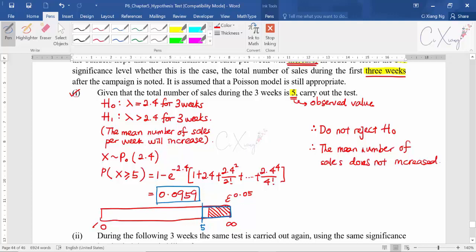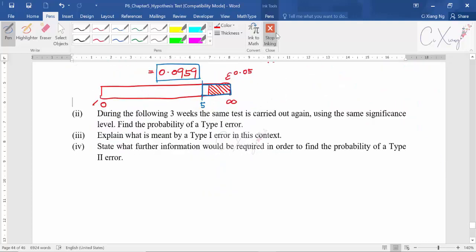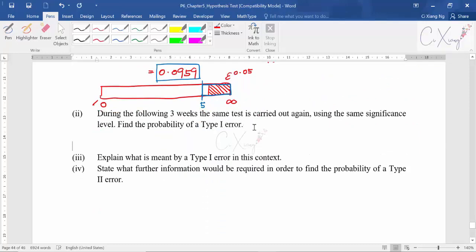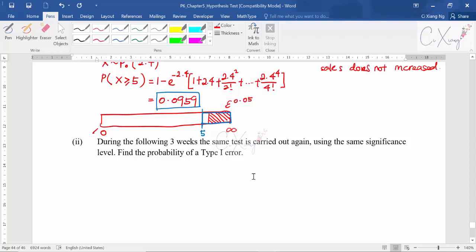Now let us continue to the second part. During the following 3 weeks, the same test is carried out again using the same significance level. Find the probability of a type 1 error. So now they actually want you to find out the type 1 error.